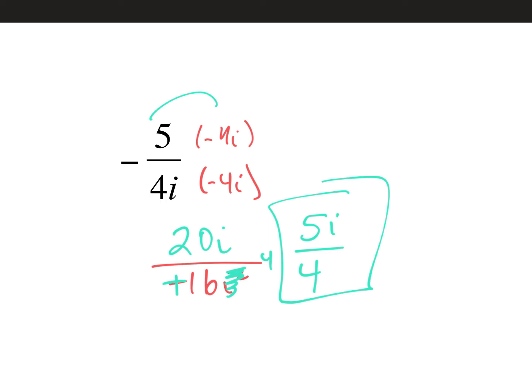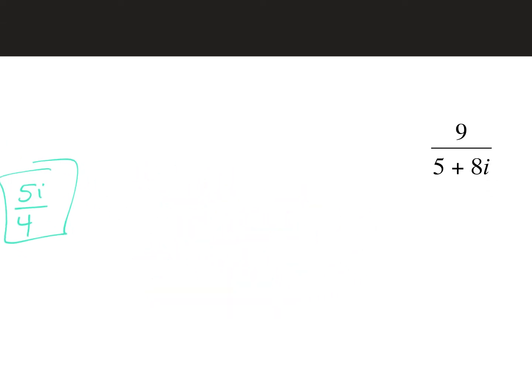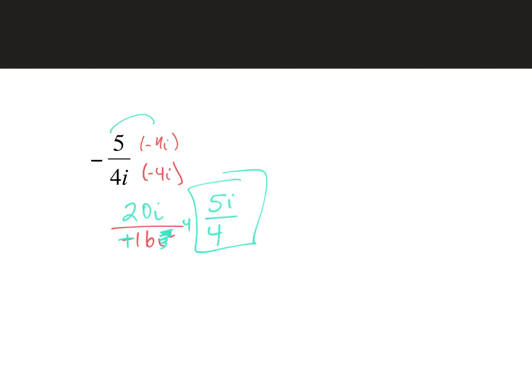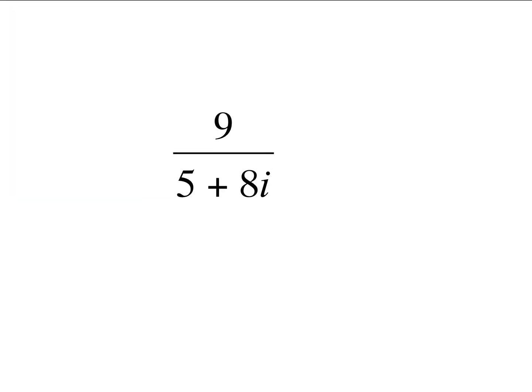Good question. What would be the thing you multiply by? Why would it not be negative 5? Hold on, let me get there. That's a very good question, and I'll show you why it won't be. We're going to multiply by the complex conjugate, guys. We're going to change the sign in the middle when we're in standard form.